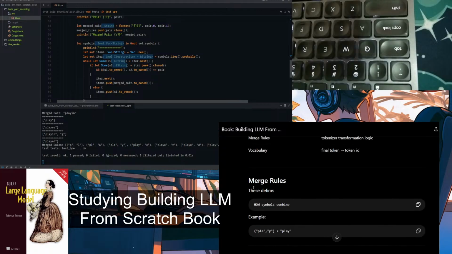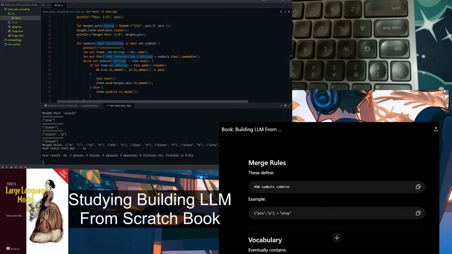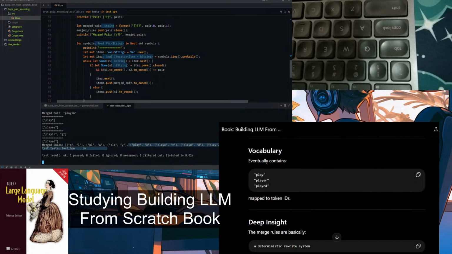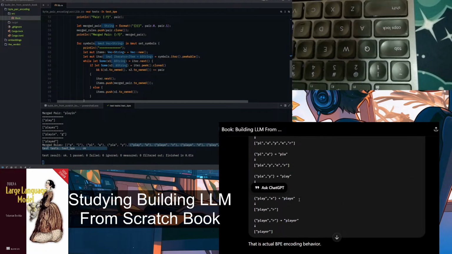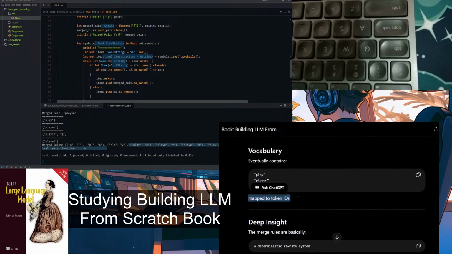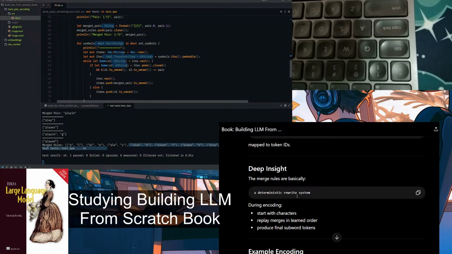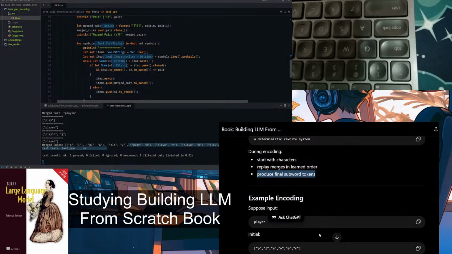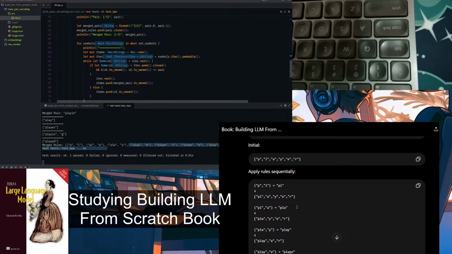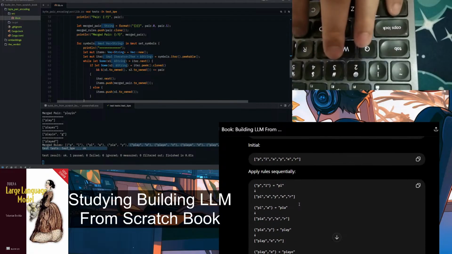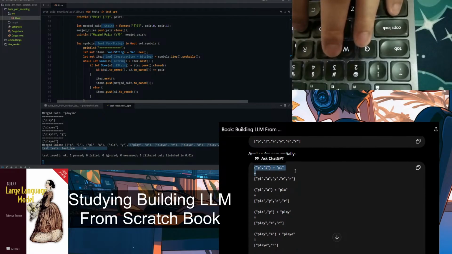Okay, so here merge rules are defined. For example, PLA, play. So I get the play, map to token IDs. Wait, I didn't understand that. Deep inside, merge rules are basically a deterministic rewrite system. During encoding, start with characters, replay merges in learned order, produce final subword tokens. Okay, so suppose input, so initial player, apply rules sequentially. Okay, PAL.